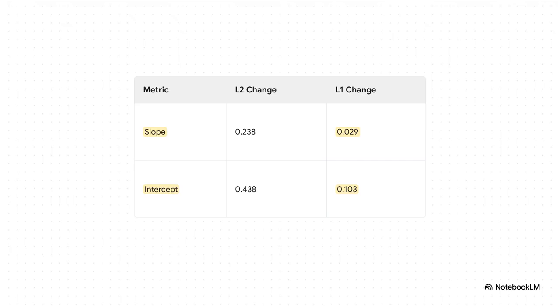And wow, this just shows the difference perfectly. Take a look at this data. After we added that one single outlier, the slope of the L2 line changed by a whopping 0.238. But the L1 line, it barely even budged, only changing by 0.029. The L2 model, because it hates large errors so much, gets dragged kicking and screaming towards that outlier, and it messes up the whole model.